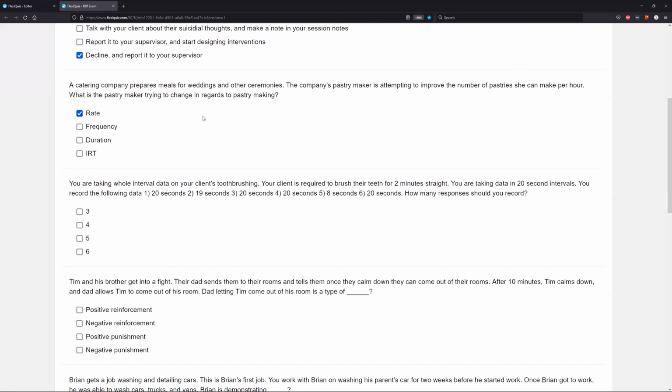And so what is the difference between frequency and rate? Frequency is simply a count. You're just counting how many times something occurs. If the pastry maker wanted to increase from 100 pastries to 200 pastries, then we can do a frequency count, because now we're just counting. But she wants to throw in a time component, and rate is simply frequency over time. So not only is she going to improve the number of pastries, she's also increasing her speed, the number she can make per hour. Rate is number of pastries per hour, or frequency over time.